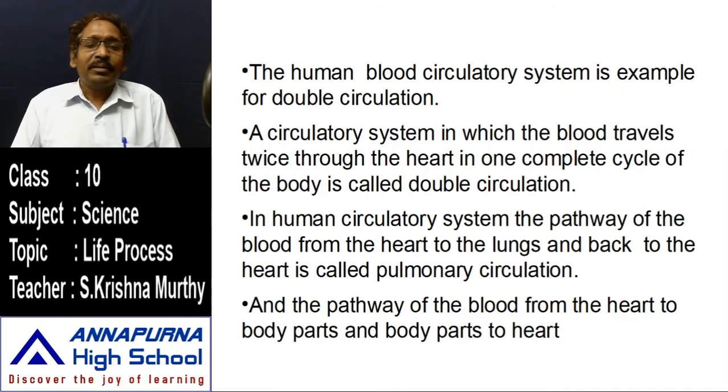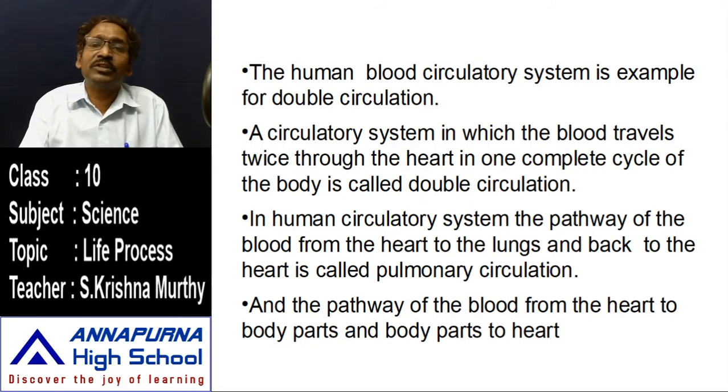Yes, the human blood circulatory system is an example of double circulation. As I already told you, the heart receives blood twice: once oxygenated blood is received by the heart, and another time deoxygenated blood is also received by the heart. So the blood is received twice in one contraction. When the heart receives blood twice in one circulation, that kind of circulation is known as double circulation. What is the example for double circulation?